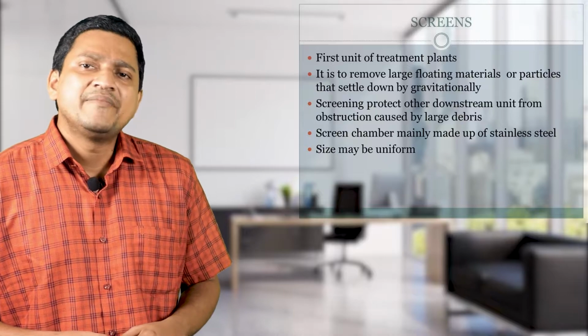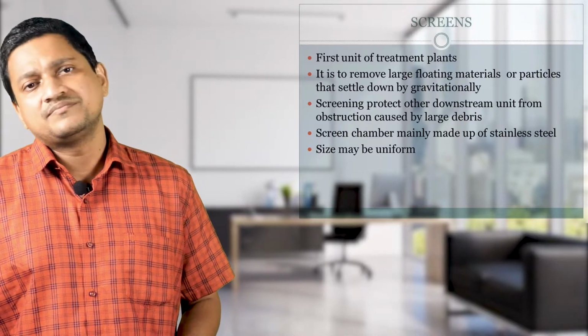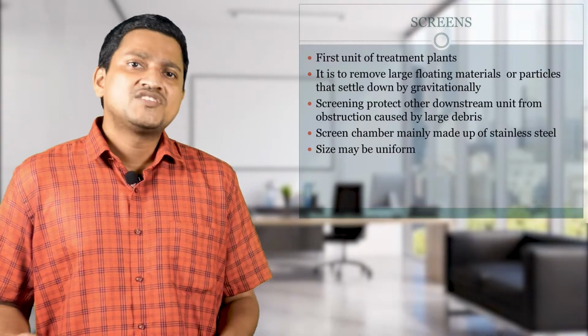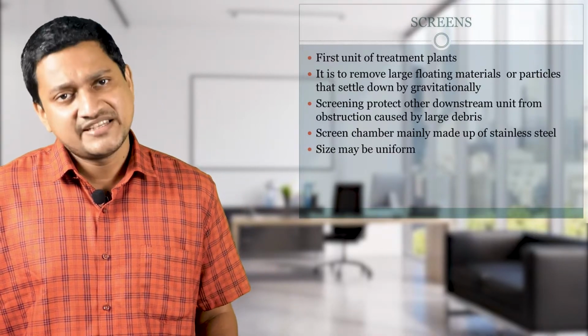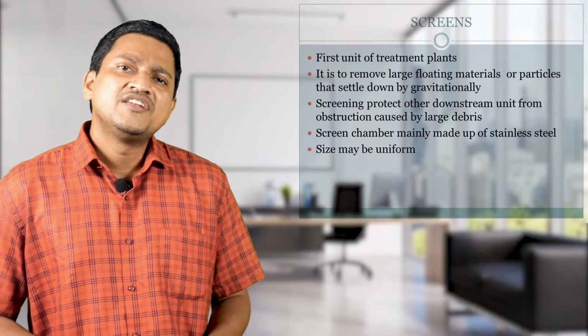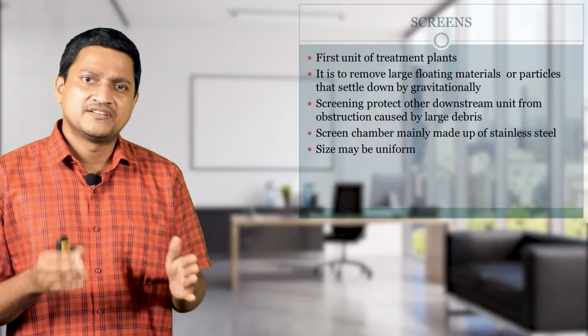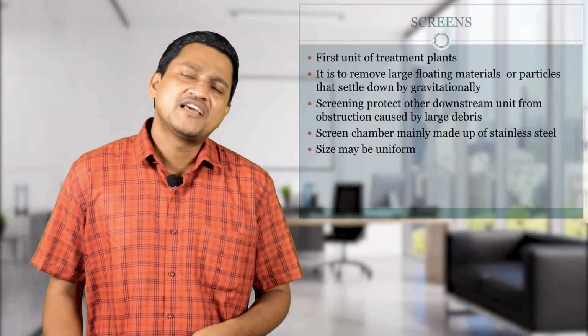The screen chamber is mainly made of stainless steel because it is in direct contact with the water and there is a chance of rusting. That's why we use stainless steel material. Uniformly sized screens are used. Screens are in the grid chamber. There is a grid filter, a large type of filter.